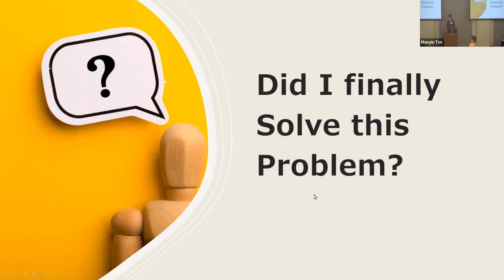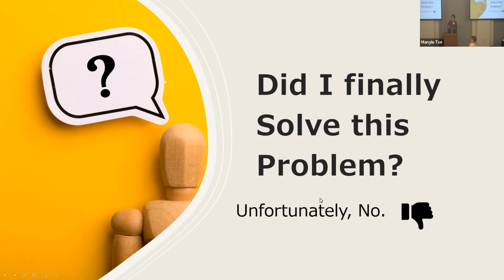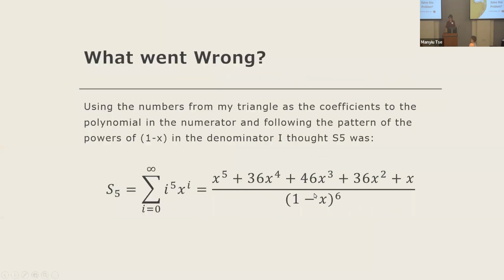Now, did I finally solve this problem? Were these the correct coefficients I needed in the polynomial to solve this? Well, spoiler alert, unfortunately, no. This wasn't correct. Thumbs down on that. So, should I give up? Is this it? No, I don't give up that easily. But what went wrong exactly?